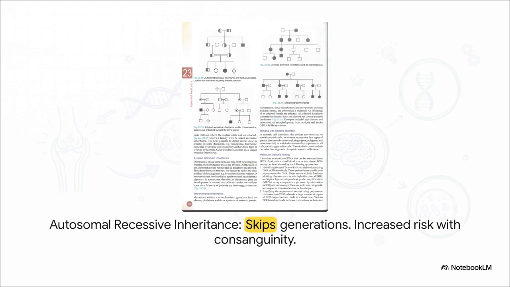Now, let's contrast that with autosomal recessive inheritance. The biggest clue here is that it skips generations. You'll often see affected kids born to parents who are totally unaffected themselves because they're both just carriers. And like dominant inheritance, it hits males and females equally. And here's a key connection. This is the inheritance pattern for most of those inborn errors of metabolism we're about to talk about.